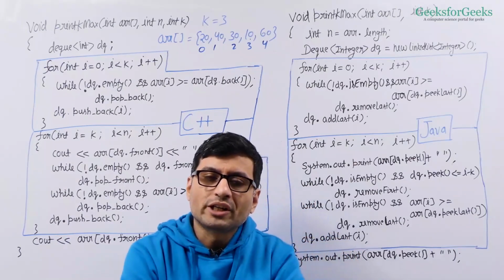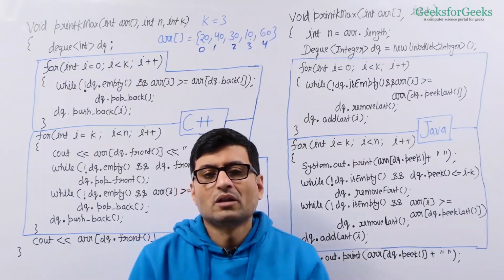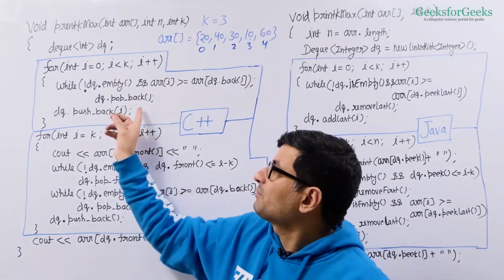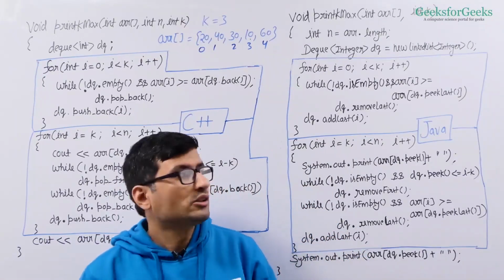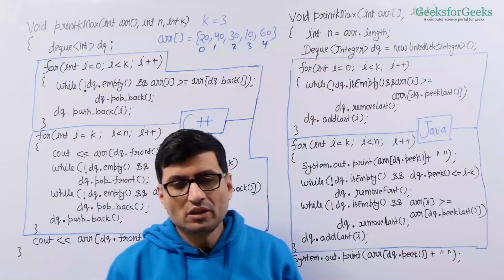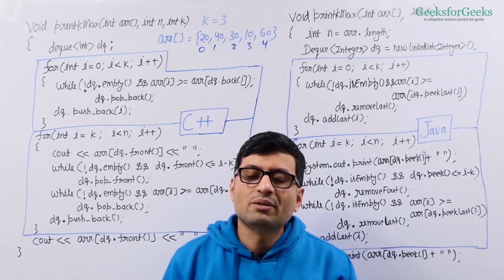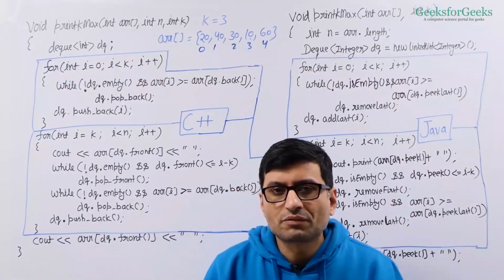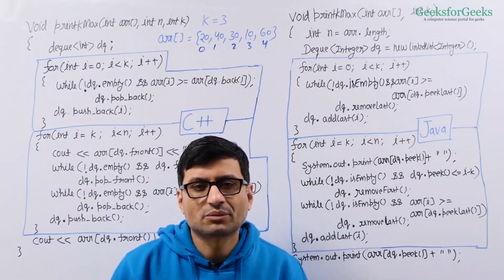When we are implementing it using an array, we can use a circular array. In both the codes, we have two sections. The first section processes the first subarray of size k. This is the first section in the Java code. Then we have the second section, which processes the remaining n minus k subarrays of size k. After we have processed the first subarray of size k, we process the remaining n minus k subarrays.